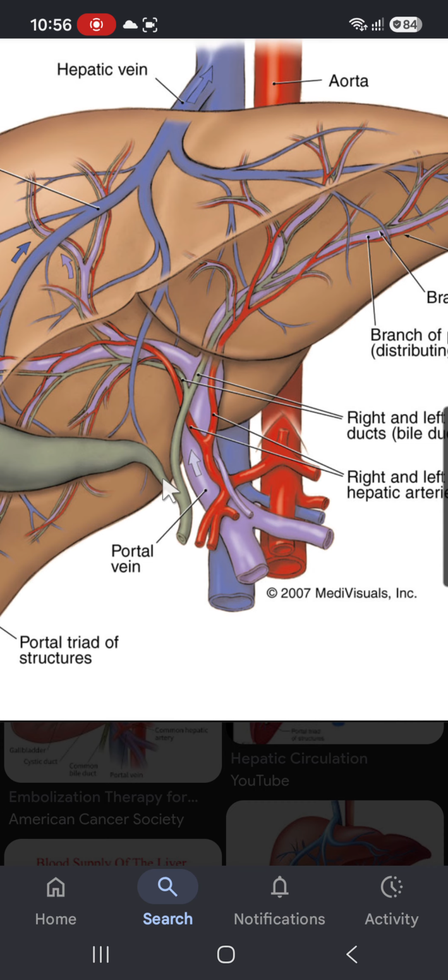So these 3 structures are seen in the abdominal ultrasound as a Mickey Mouse sign. So what is the Mickey Mouse sign? The head of Mickey Mouse is the portal vein, and then one ear is going to be the hepatic artery, the common hepatic artery, on the left ear, and then the right ear is going to be the CBD, right? So it's just an important anatomical relation that I wanted to note.